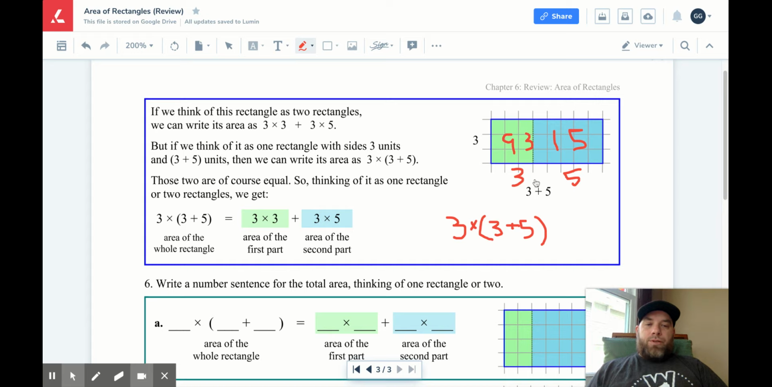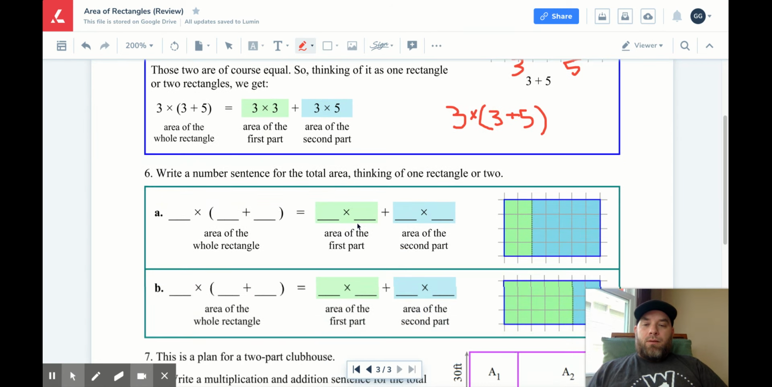So we're doing the same math here. We're just writing it differently based on the properties of multiplication. So 3 times 3, area of the first part is 9. Area of the second part is 15. So if we think about that, the answer is 24. Right? So think about how you would do these.